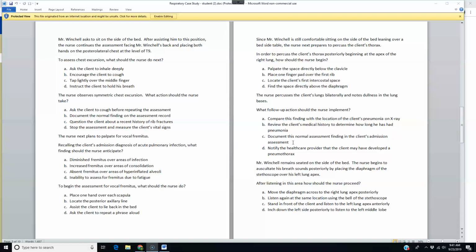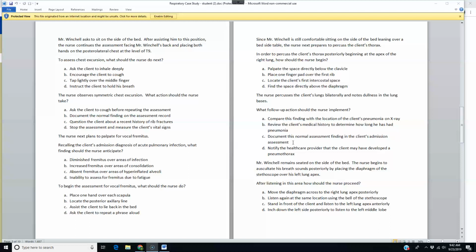So since Mr. Winchell is still comfortable sitting on the side of the bed, leaning over a bedside table, which is a very frequent position we see these patients sit in, the nurse next prepares to percuss the patient's thorax. Now we're not going to percuss, but we know what that's about. She percusses the patient's thorax posteriorly, beginning at the apex of the right lung. And how should the nurse begin?